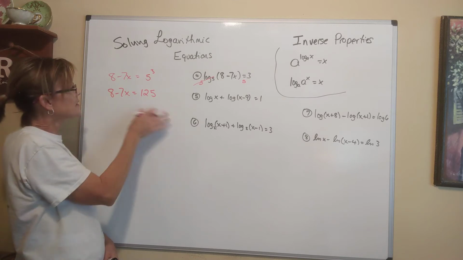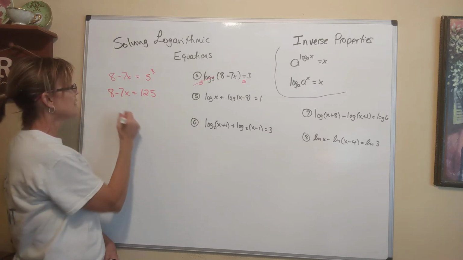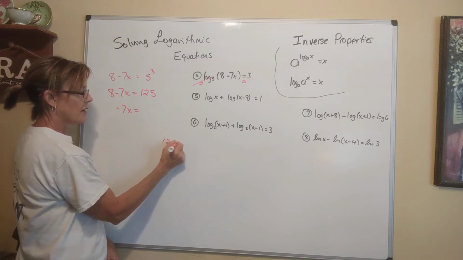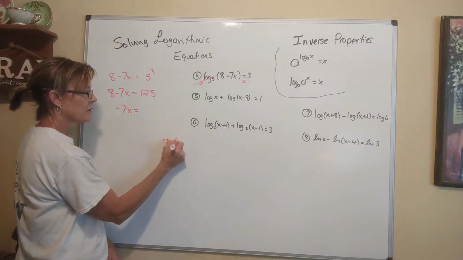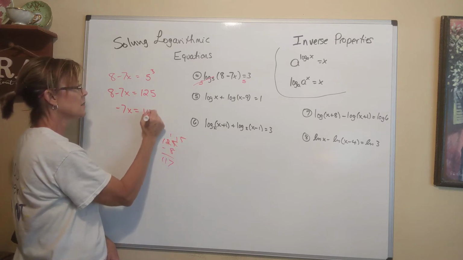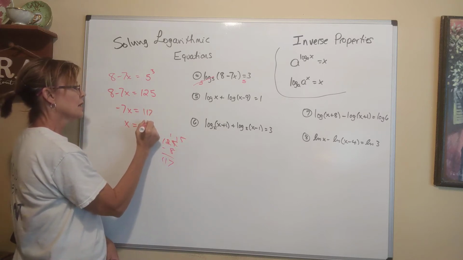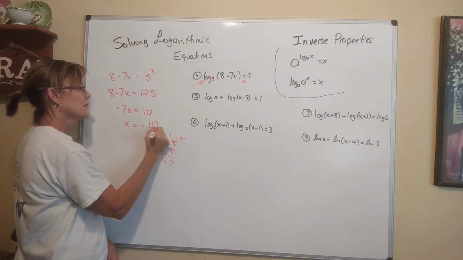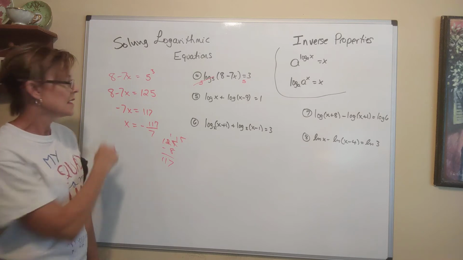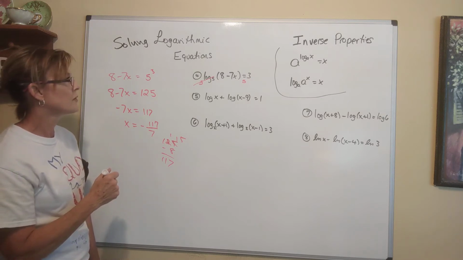Let's solve for x. Now this is just a linear equation. Subtract 8 from both sides. Oh my goodness, what is 125 minus 8? I have to borrow 15, 1, that's a 7. It's 117, I believe. Divide by negative 7, oops, and you get negative 117 over 7. That's the exact answer for number 4.